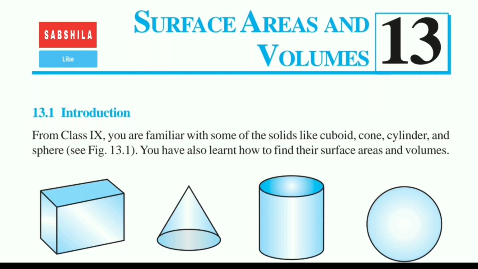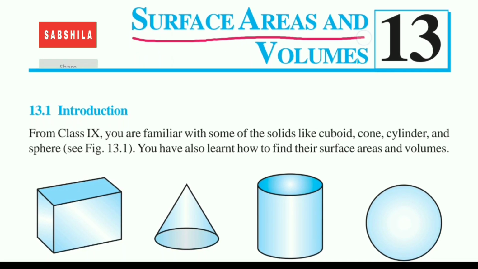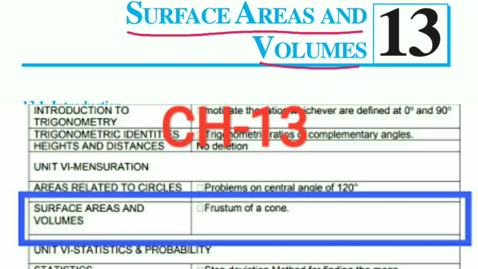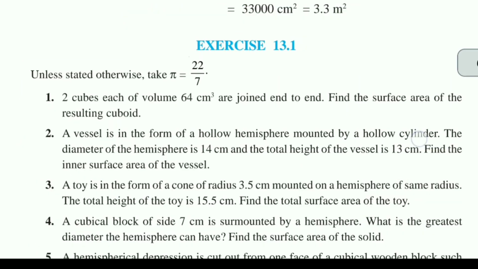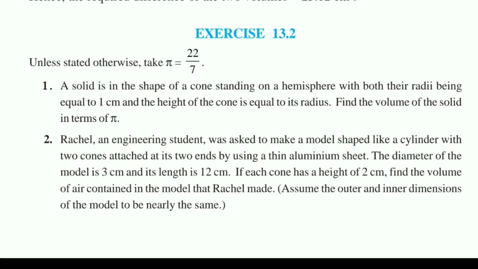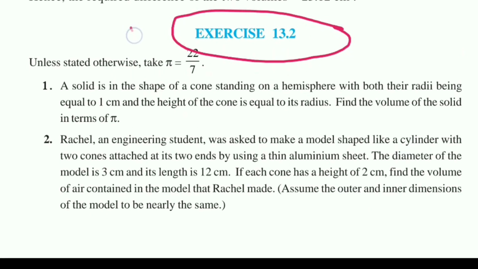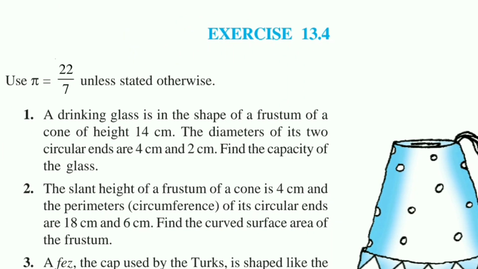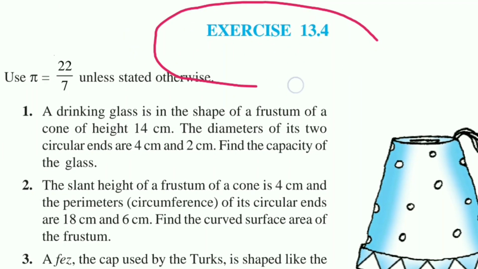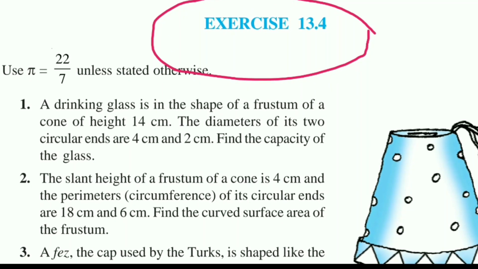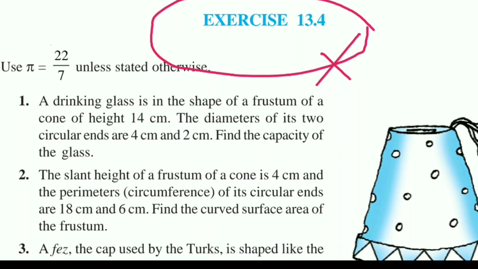If we talk about chapter number 13, that is surface areas and volumes, then only one topic has been removed, that is frustum of cone. So you have to read exercise 13.1. You have to read exercise 13.2 also. You have to read exercise 13.3 also. Exercise 13.4 is related to frustum of cone and it is deleted, so don't read this exercise.